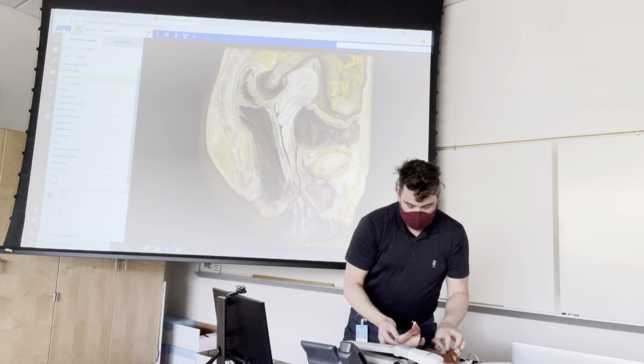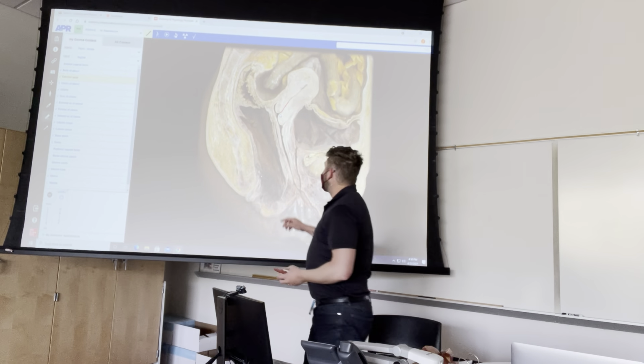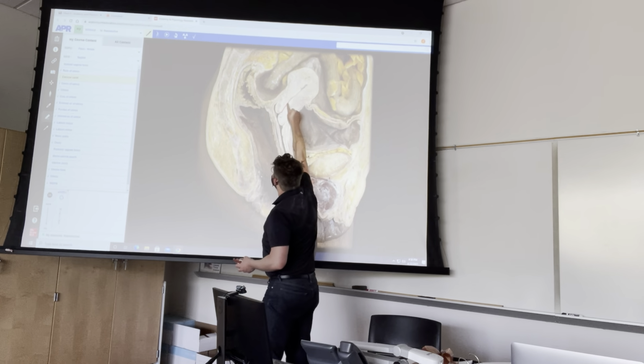So it only goes between those two, it's not the whole length? It's not the whole thing. Okay. Yeah, it's just from this to this.